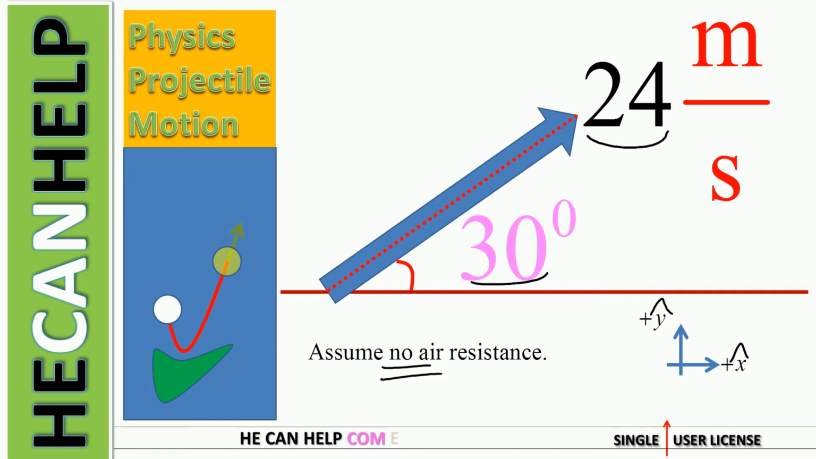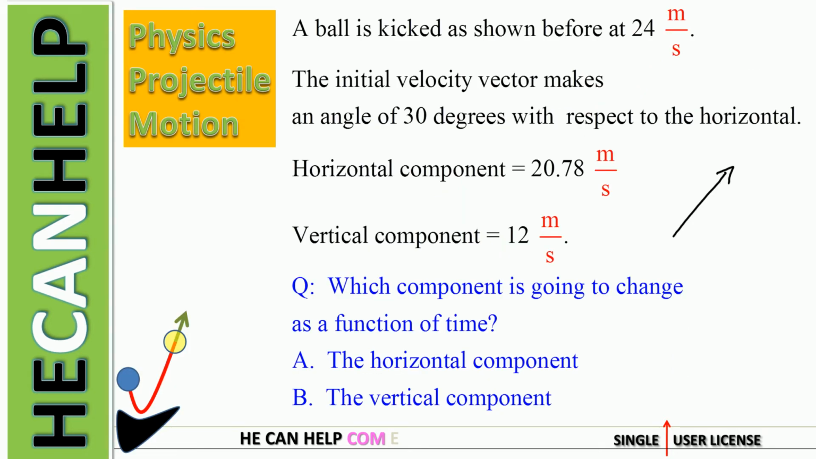What is the velocity vector? What is the magnitude of the velocity vector? 24 meters per second. For those of you who know trig, you can go ahead, get the horizontal and vertical components at the start. So a ball is kicked as shown before at 24 meters per second. And what is the angle? 30 degrees. The initial velocity vector makes an angle of 30 degrees with respect to the horizontal. Horizontal component then becomes 20.78 meters per second. Vertical component then becomes 12 meters per second.